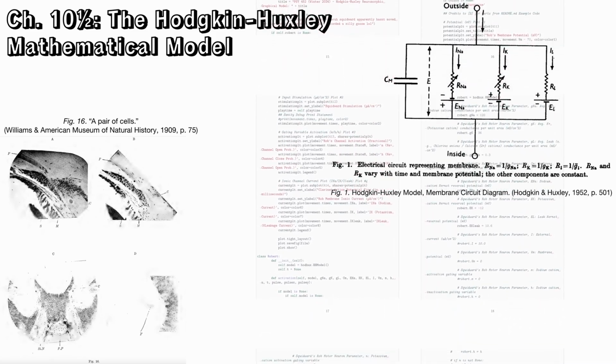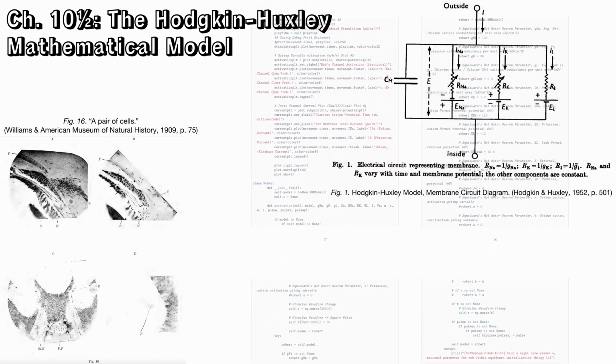This mathematical model was based on the discovery of the giant axon, or nerve fibers, of the common squid in 1909 by Leonard Worcester Williams, with details in The Anatomy of the Common Squid, detailing in the nervous system two of their largest cells that they have seen of the squid, as seen in Figure 16 on page 75.